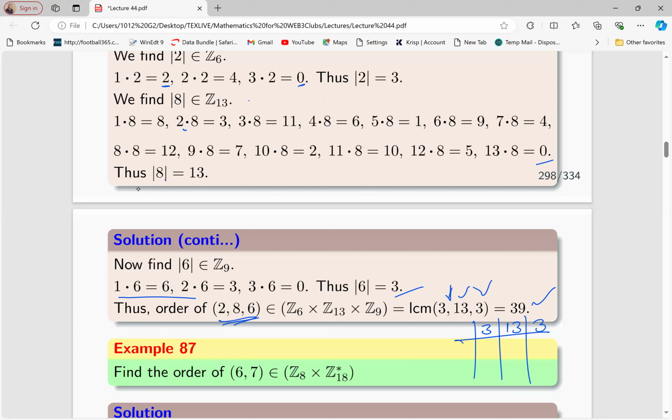You know how we were getting the LCM in primary school. This is how we were doing it. 3 will go here, ones, 13, ones. Then 13 will go here, ones, ones, ones. And therefore, the LCM is this product, which is 39.